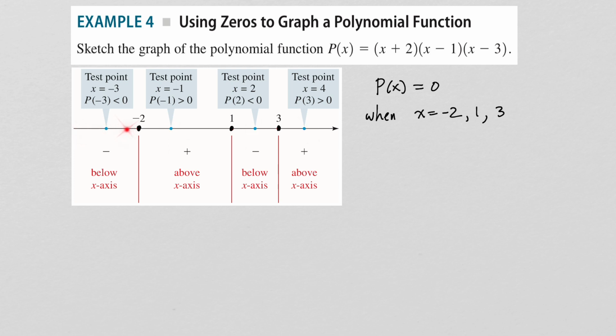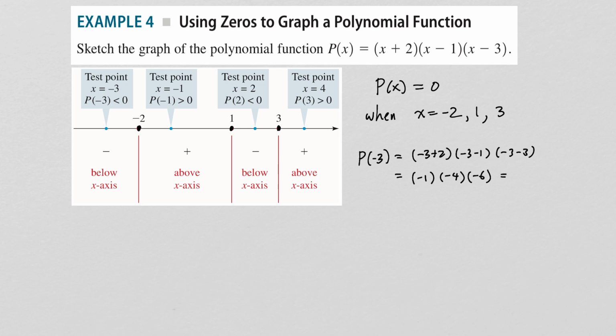So for example, in the interval over here, I can pick any number less than negative 2. Let's use x equals negative 3. If you plug negative 3 into the polynomial, let's do that real quick. So P of negative 3 would simply be negative 3 plus 2 times negative 3 minus 1 times negative 3 minus 3. And this is equal to negative 1 times negative 4 times negative 6.